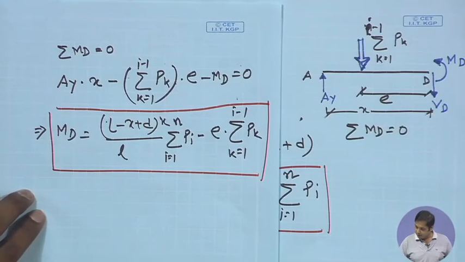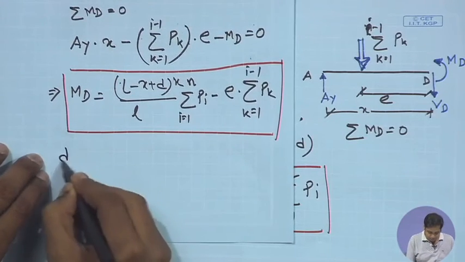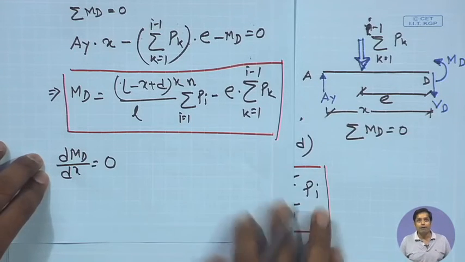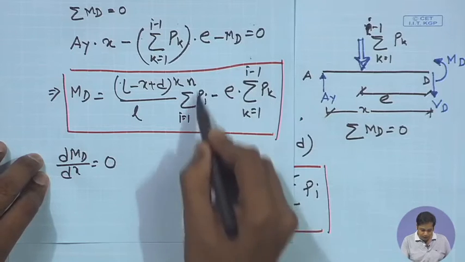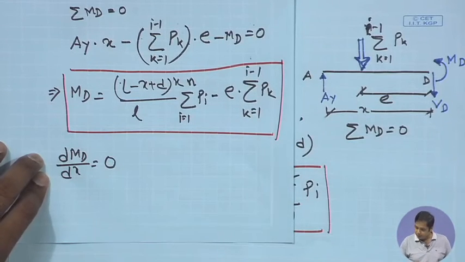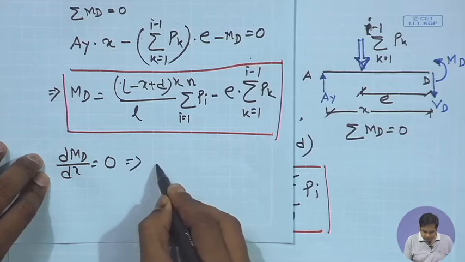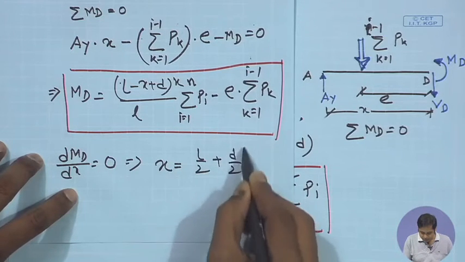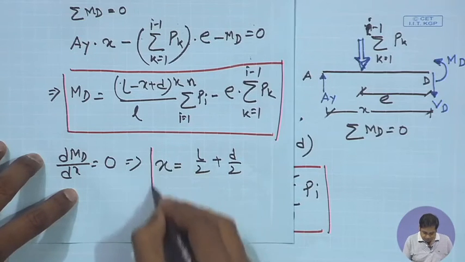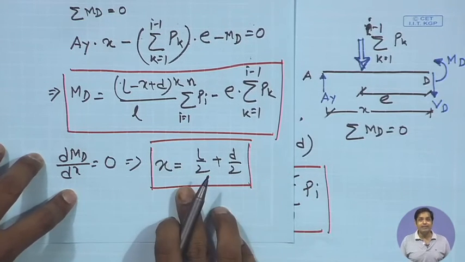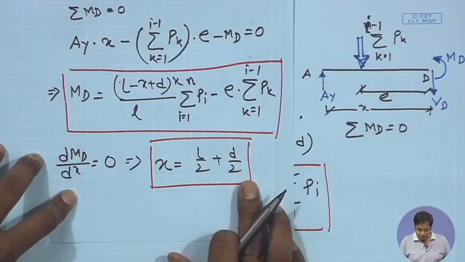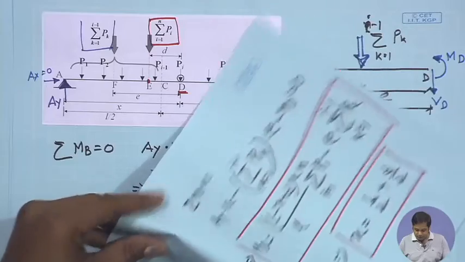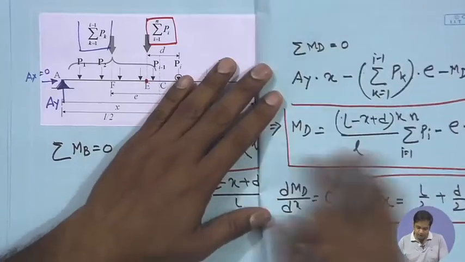Okay. Now, our condition is, for maximum Md, dMd/dx has to be 0. If we do that, this part will anyway be 0, and what we get is x equal to L/2 plus d/2. This is very important. If x is equal to L/2 plus d/2, then Md is maximum. Now, what is x equal to L/2 plus d/2? Let us see in this case.